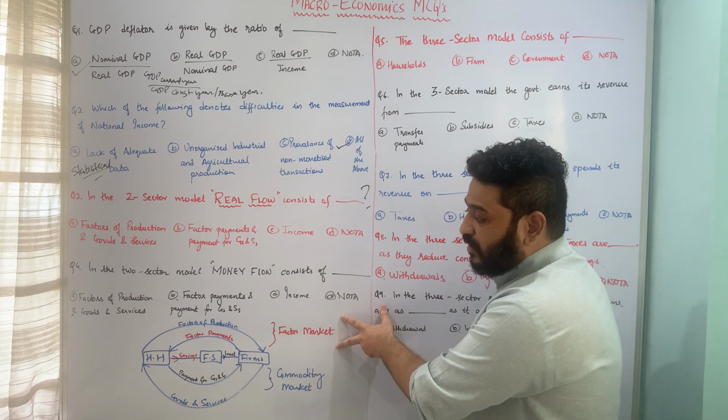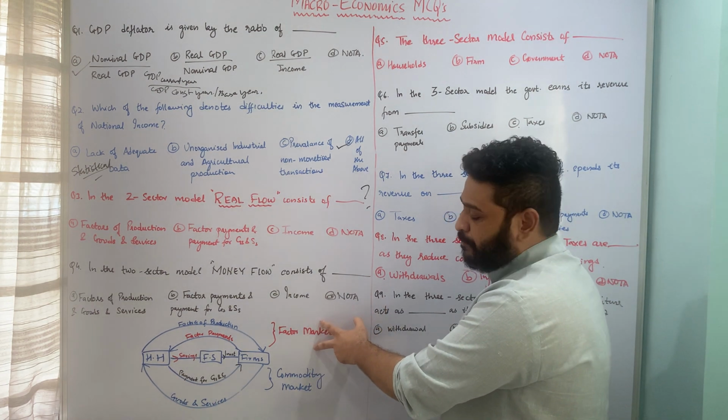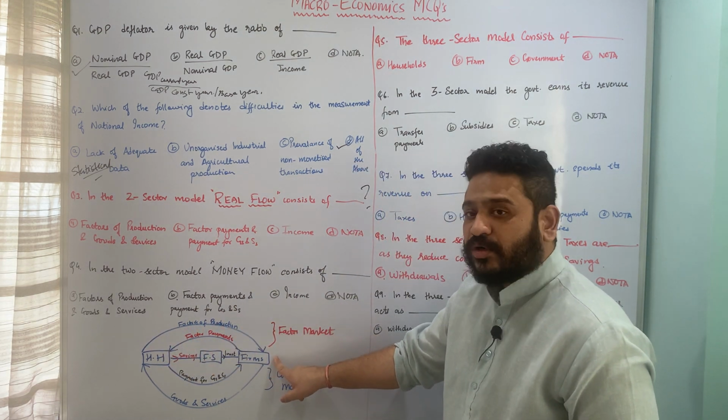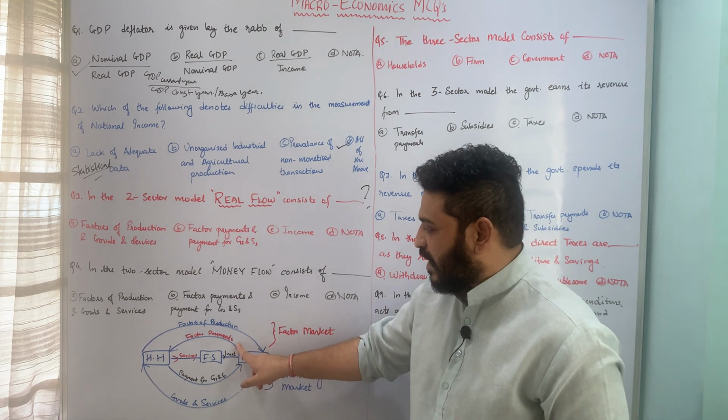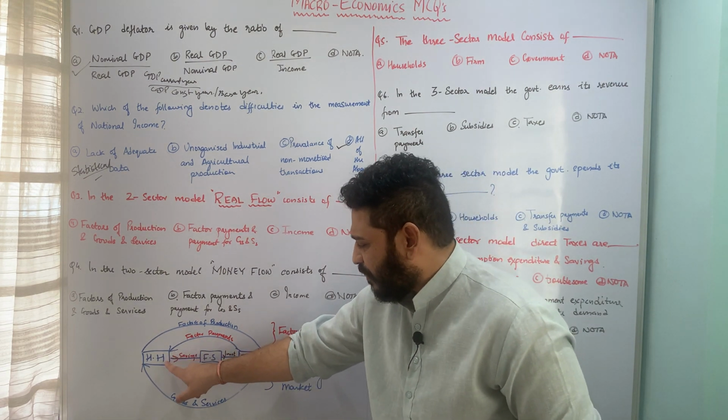Now in factor market, there is real flow and money flow per se. Real flow is happening when factors of production are moving towards the firms, and money flow is happening when factor payments are moving towards the household.